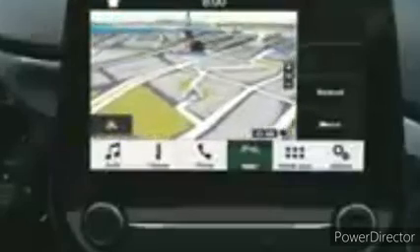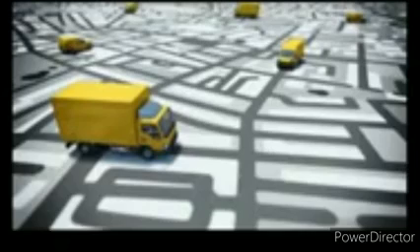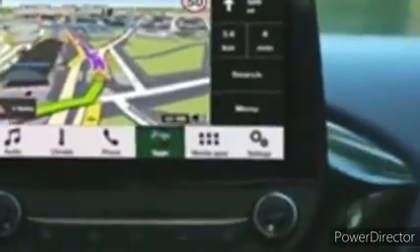Taxi services, emergency vehicle location, commercial fleet management and freight monitoring, surveillance of public transport, dispatch, and navigation are the majority of users of this technology.